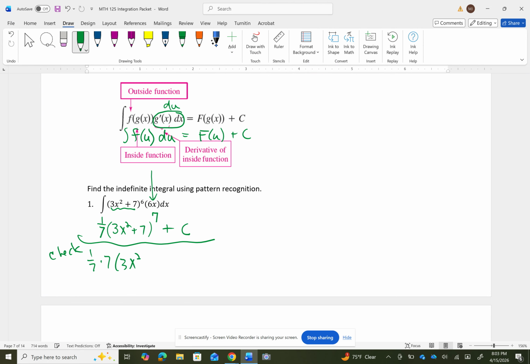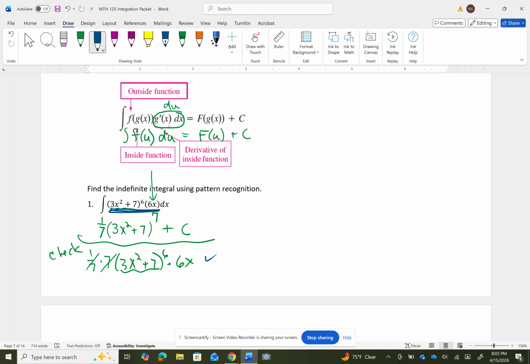this is the check, then I'm going to subtract 1. I'm going to multiply by the derivative of the inside function, which is 6x. Those cancel, and I get right here what I started with. So it checks.